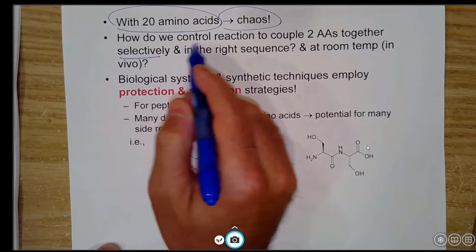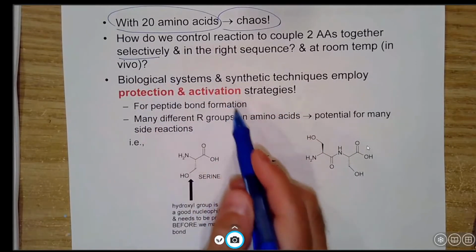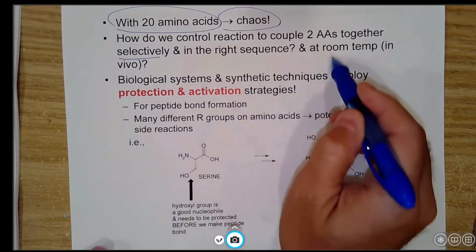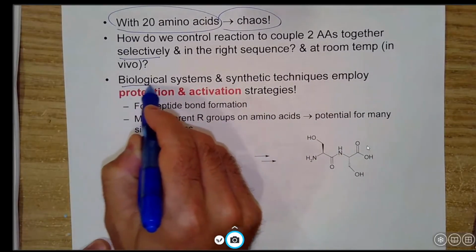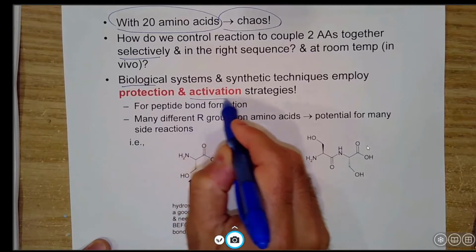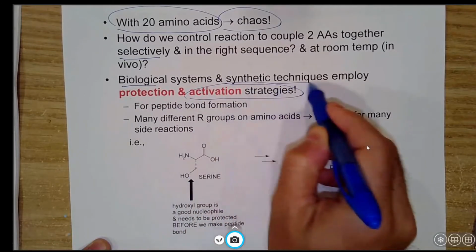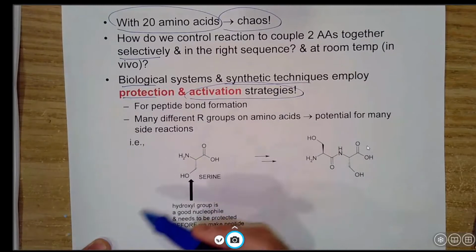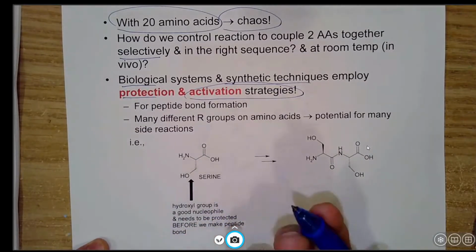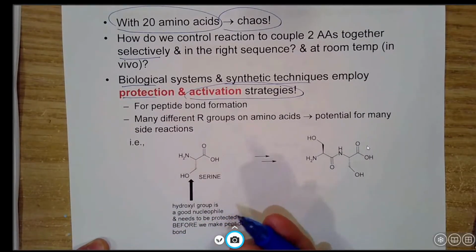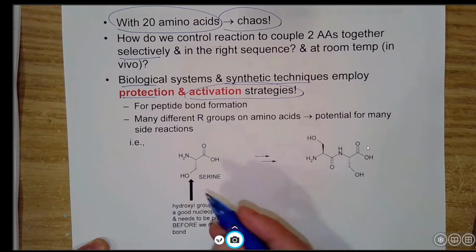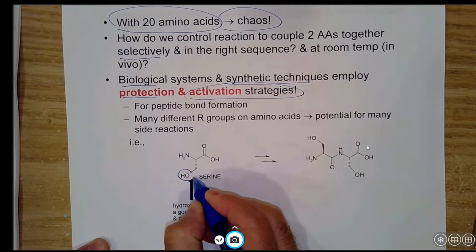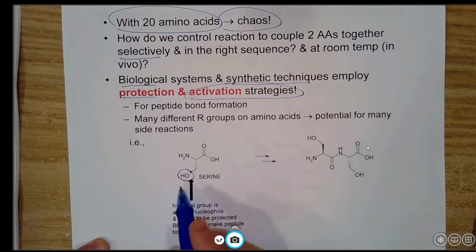How do we control the reaction selectively and in the right sequence and at room temperature in vivo? Biological systems use something called an activation strategy, and synthetic chemistry uses a protection and activation strategy. I'm going to talk about protecting groups in the chemical synthesis unit, but I just want to emphasize that protecting groups are really used to mask undesired nucleophiles from cross-reacting.